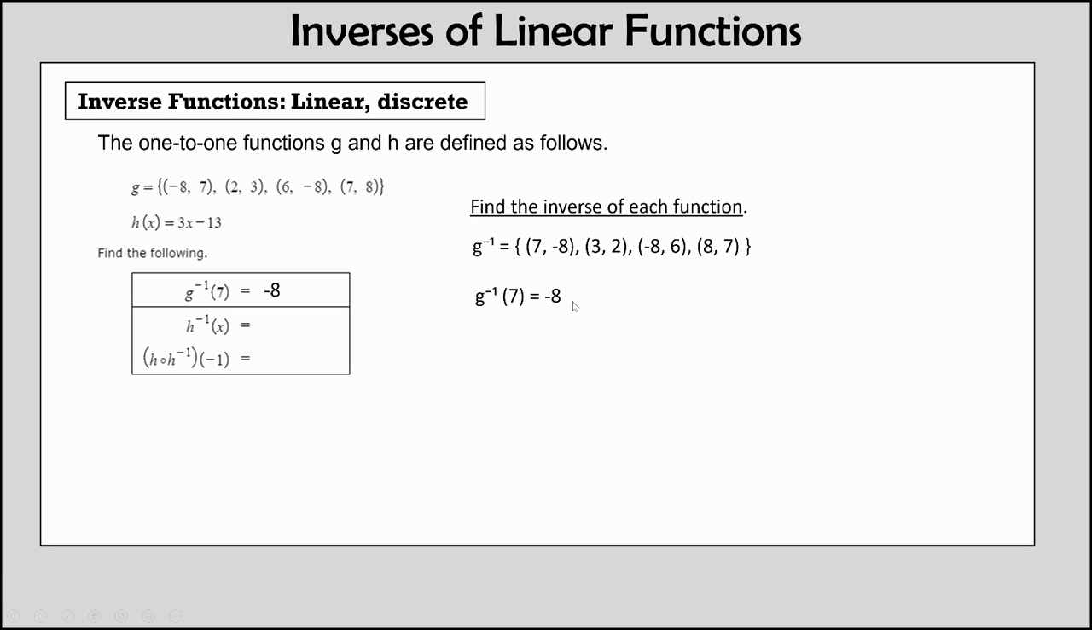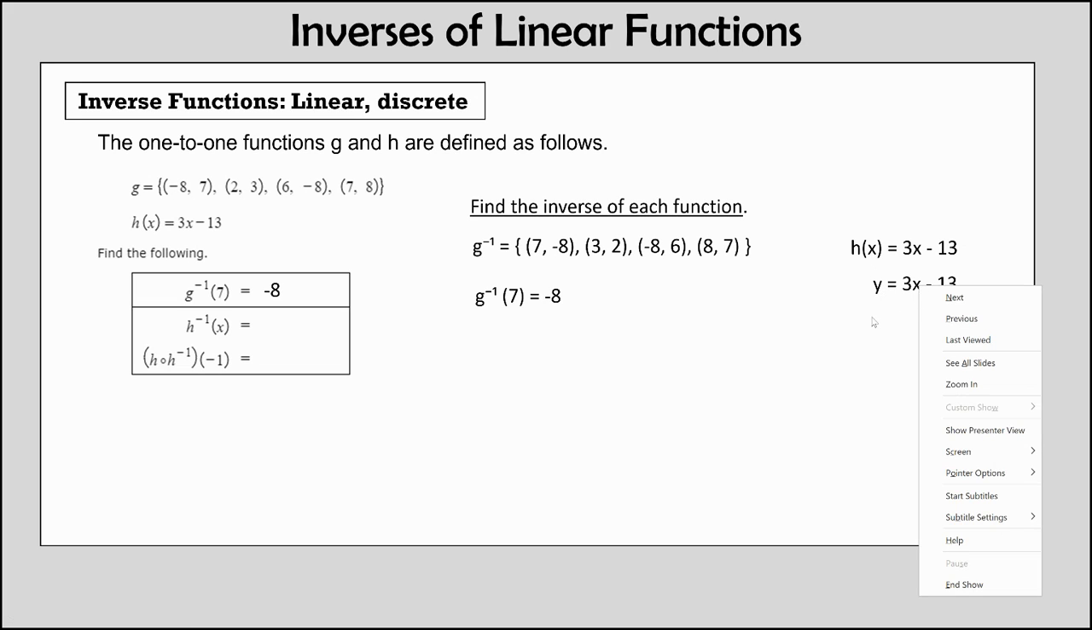There's the first part. The second thing they want me to do is find h inverse of x. So they want me to find the inverse of this function. So h of x equals 3x minus 13. Let's go through our inverse process. Replace h of x with y.